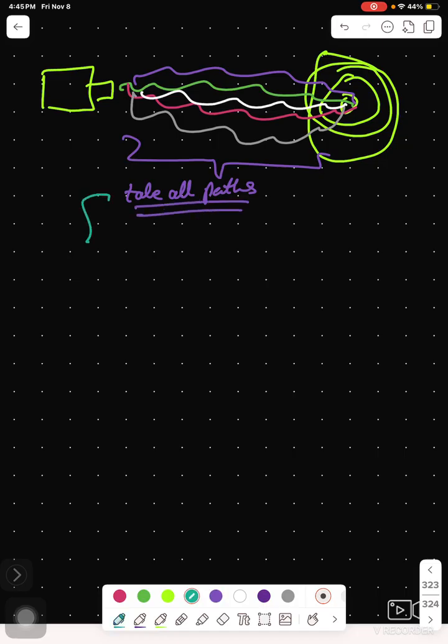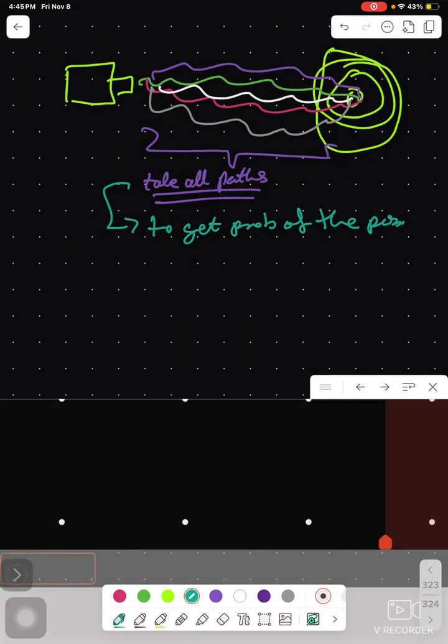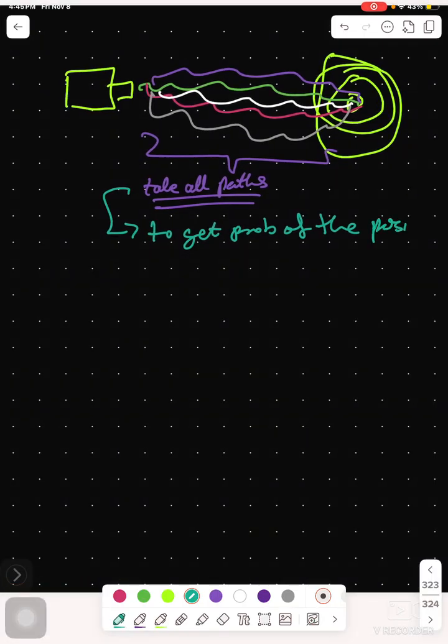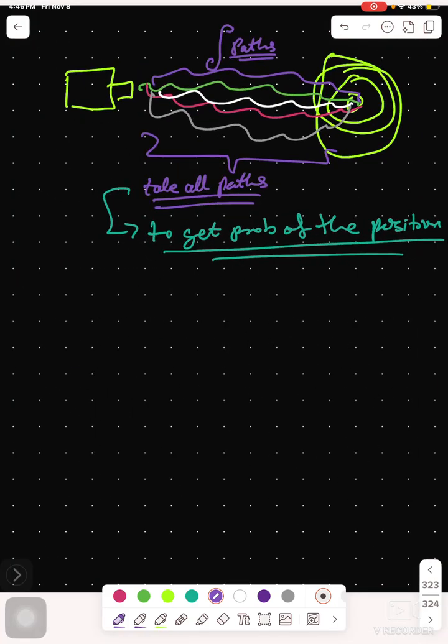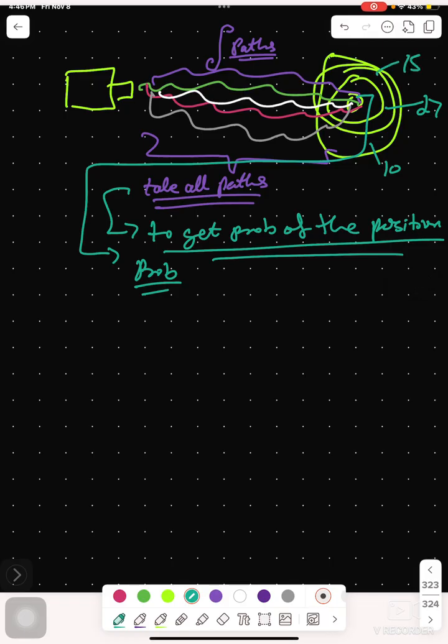Okay, so to get the probability of the position, we need to take into account all the paths. We take all the paths, and in the end we don't get the exact location. We only get probability. Maybe over here it would be 27%, here 10%, here 15%.